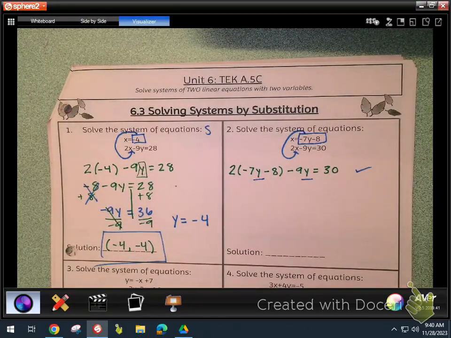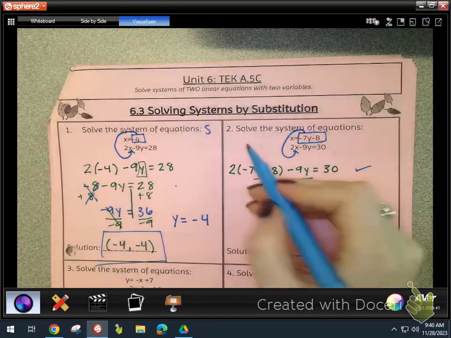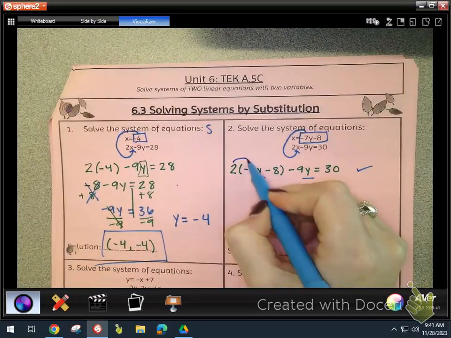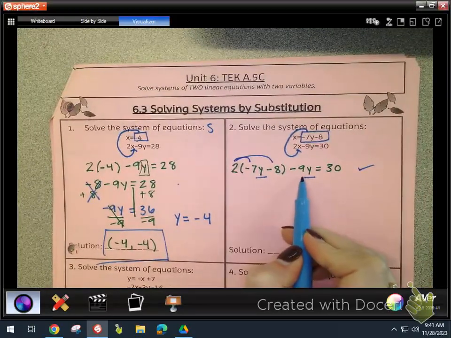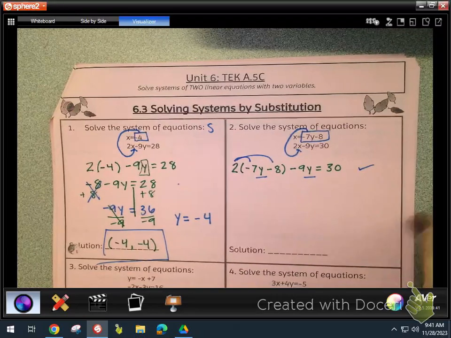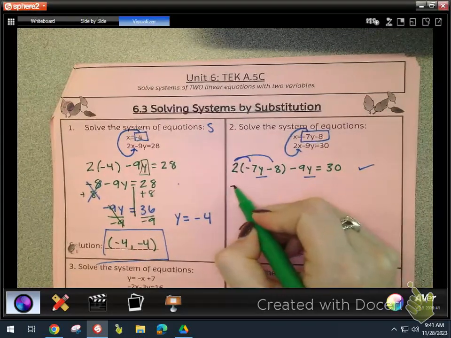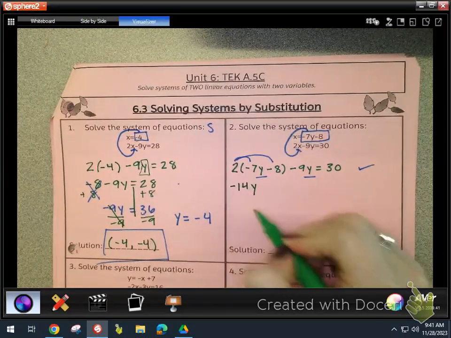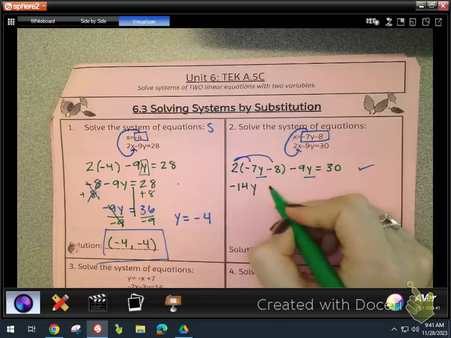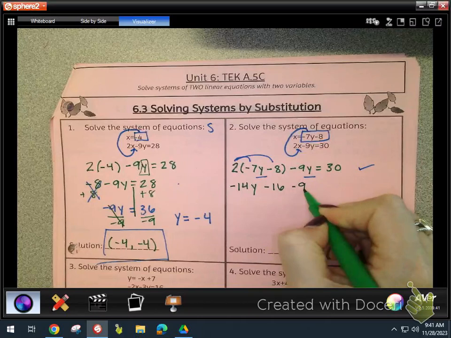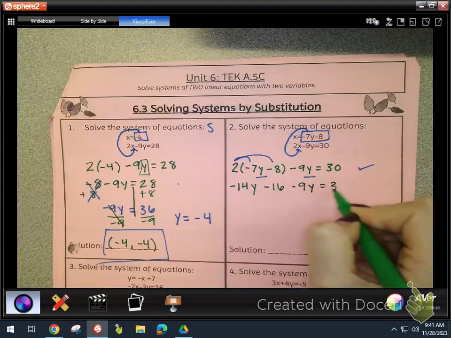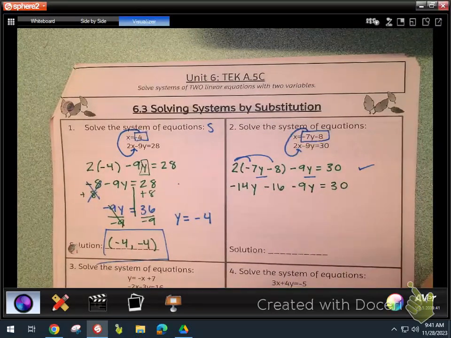So what do I have to do on this side? Distribute. I have to distribute. So I'm going to multiply 2 into these guys. Do I multiply the 2 to the minus 9y? No, I do not. So I'm going to have 2 times negative 7y is negative 14y. 2 times negative 8 is negative 16. Minus 9y equals 30. Okay?